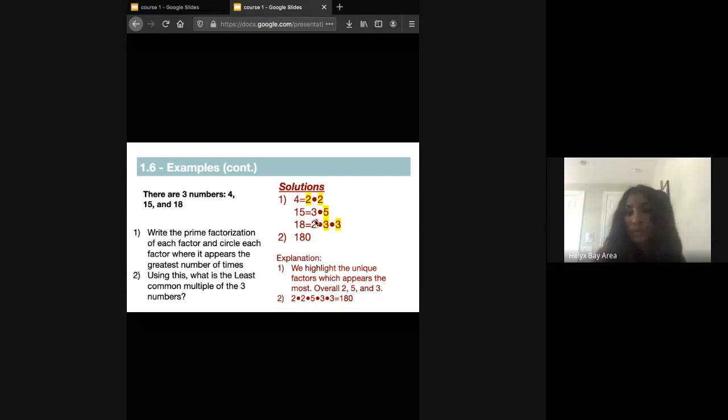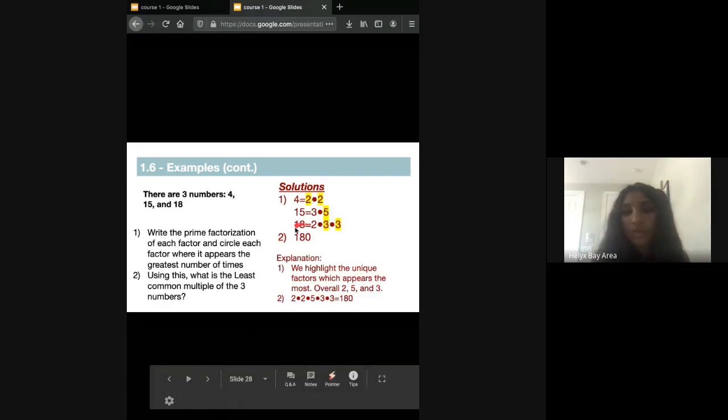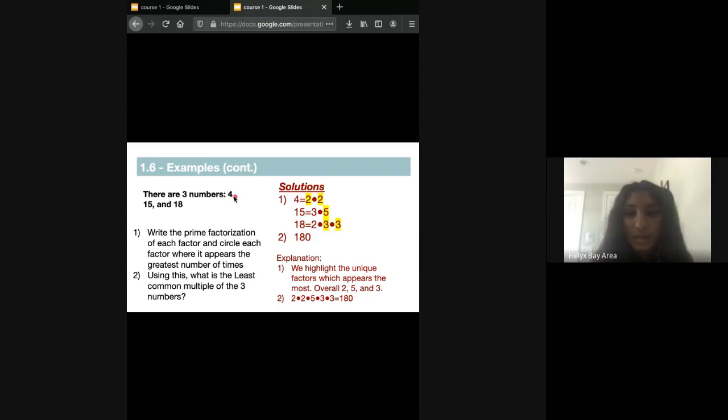But as you can see, 3 isn't unique to 15 because it appears in 18 also. So this is why we highlight only 5. And for 3, we know 2 we have already highlighted in 4, so we can just highlight these 2 3s here. So because of this, our unique factors give us 2 times 2 times 5 times 3 times 3. And this would give us a total of 180, which means that 180 is the least common multiple of these 3 numbers.